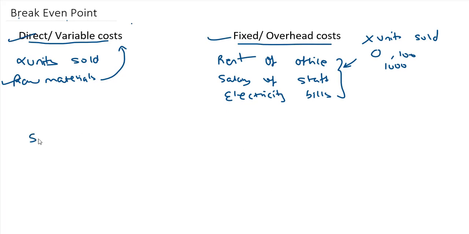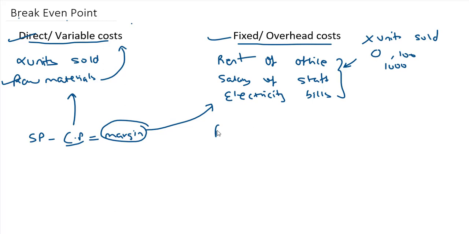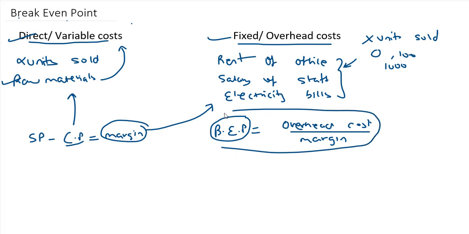As we have seen previously, the difference between the selling price and the cost price is known as margin. Your cost price is nothing but your direct cost or the variable cost. Now what does margin do? It contributes towards the recovery of your fixed cost or the overhead cost. The break-even point is nothing but the point at which, after selling a certain number of units, you are incurring neither profit nor loss. Mathematically it is given by your total fixed cost or the overhead cost divided by your margin. We'll understand this concept of break-even point with an example.